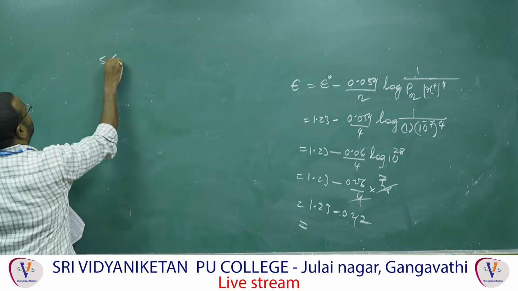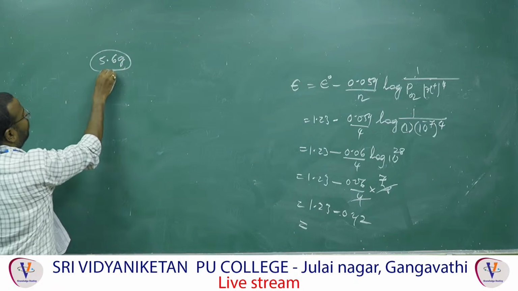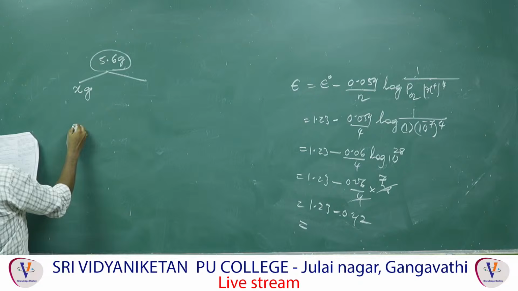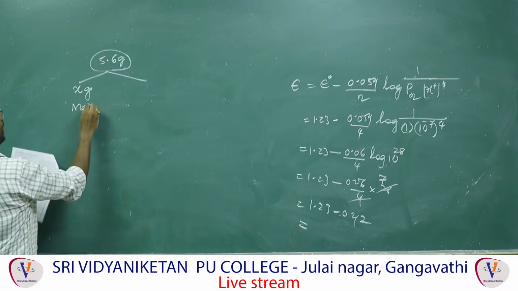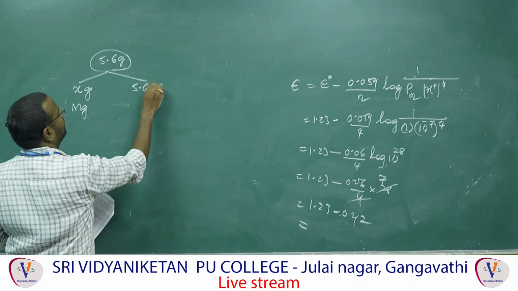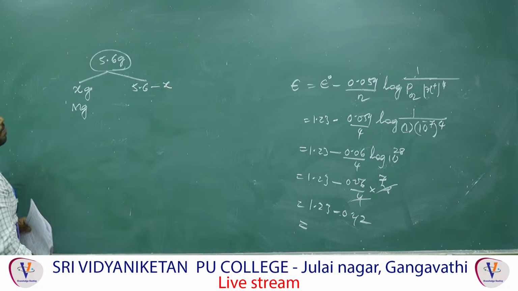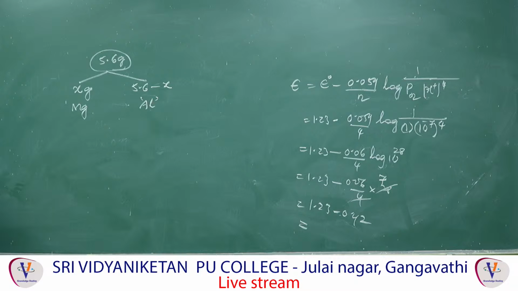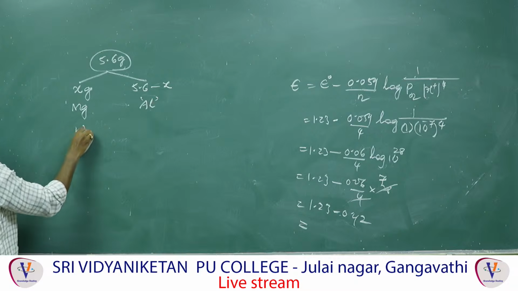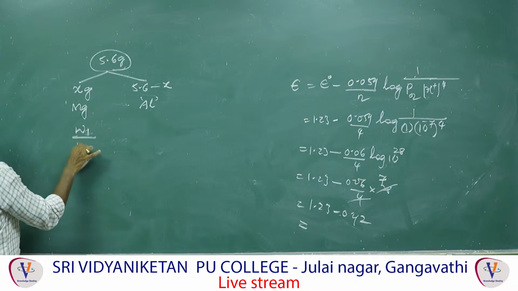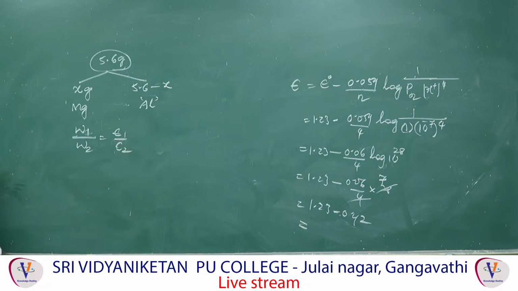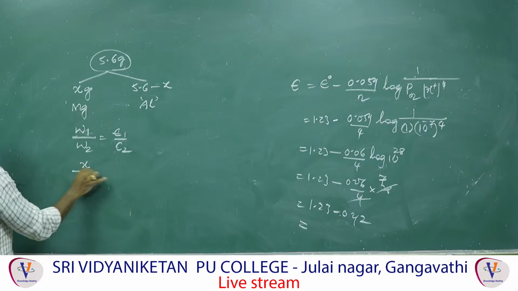So, the total mass formed is 5.6 grams. Let's call x grams the mass of magnesium, and 5.6 minus x will be the mass of aluminum. Applying Faraday's second law, W1 by W2 equals E1 by E2. The weight of the first substance is x.